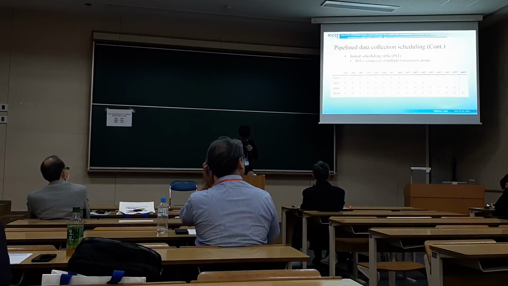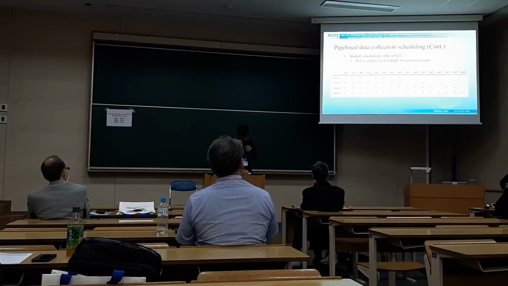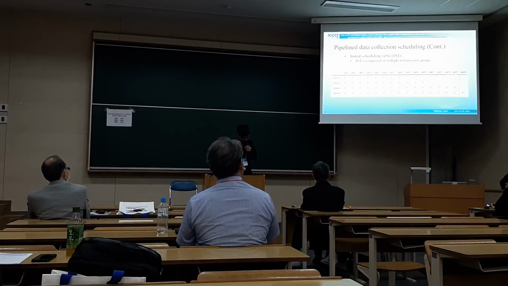And next, the initial scheduling table will be generated. The IST is composed of multiple transmission groups. For the picture as the example, the transmission groups are between two lines, like this, and this.